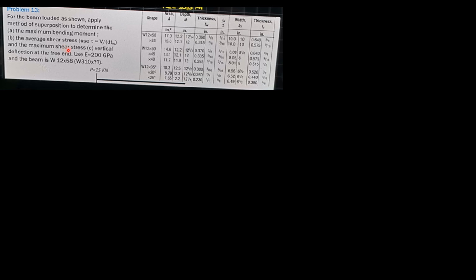Letter C, the vertical deflection at the free end. Use E of 200 gigapascals, and the beam is W12 by 58. The figure is not shown, but it is a cantilever beam.